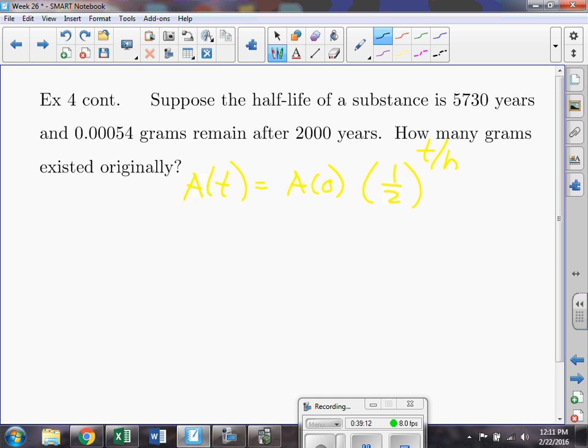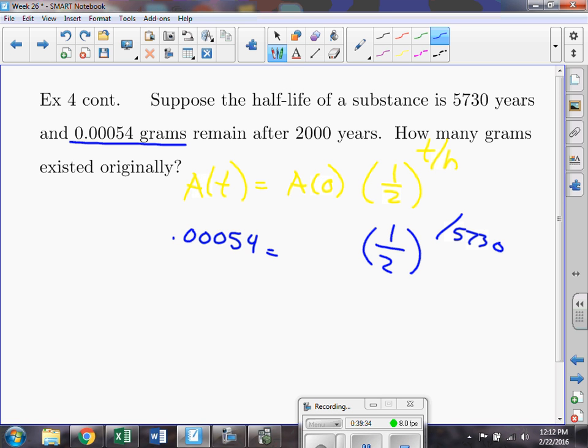Let's start putting in the information we know. The half-life is 5,730 years. The amount remaining was the value we had at some point after 2,000 years. We're trying to figure out the initial population based on the time of 2,000. So solve this equation, and we will have our value.